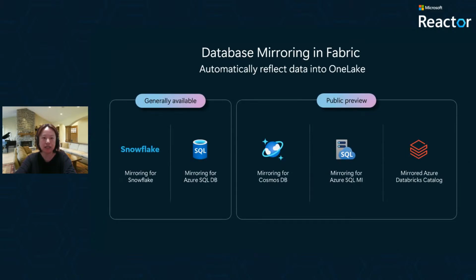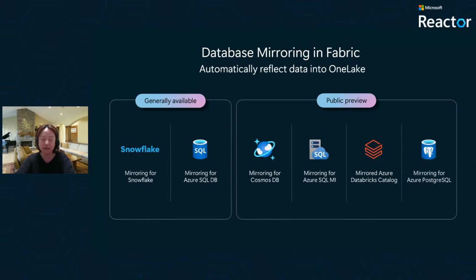And also, for database mirroring, we already support Snowflake and Azure SQL database mirroring as generally available, that you can directly use. And we support Cosmos DB, Azure SQL MI, and Databricks Unity Catalog as the public preview. In addition, just a few weeks earlier during the Fabric conference, we also announced the public preview for Azure Database for PostgreSQL, which is also a popular data source that we hear customer interest in for database mirroring. So all those are currently available in production, so you can directly try that out.